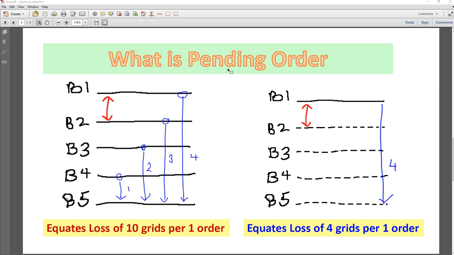Now, if you're using the pending order, you could be losing only on B1, which is 4 grid distances, while B2, B3, B4, B5, you haven't actually bought yet. And I'll show you why. So using pending order, it equates to only the loss of 4 grids per one order.